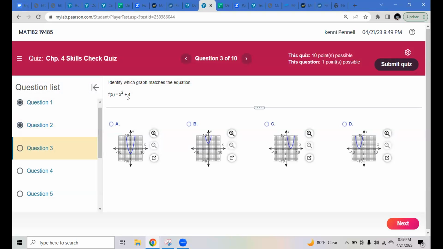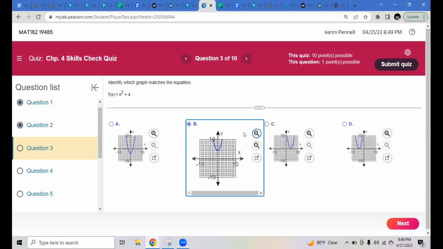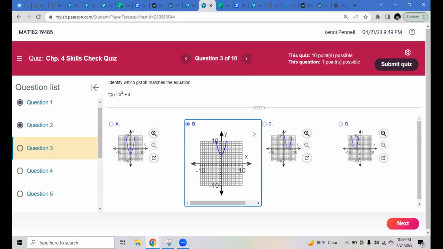This one is graph B. You can check that out later. It's a parabola shifted up 4 units. Oh yeah, because the 4 is the y-axis. Vertical shift of 4. What does that mean? It just means it's moved up 4 units. Oh, okay, yeah.